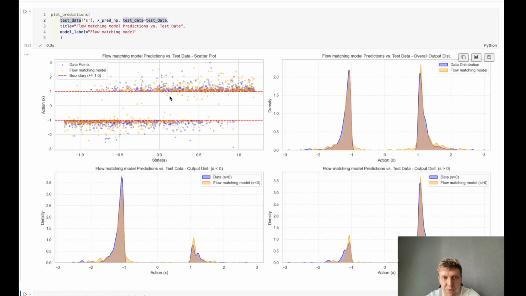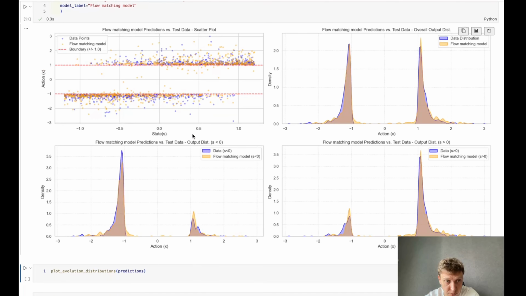So yeah, it's probably not such a big problem in real life. And you can see that these dots are much more aligned with the blue dots. So we actually managed to reproduce the distribution very closely. And here it's the same. When we look at some conditioned distribution with negative and positive initial state, we can also see that we match the original distribution very well.